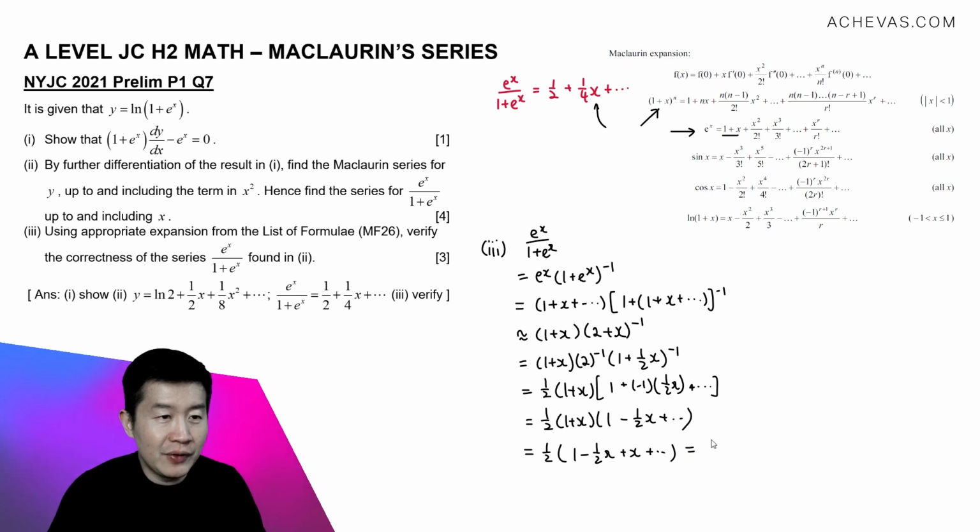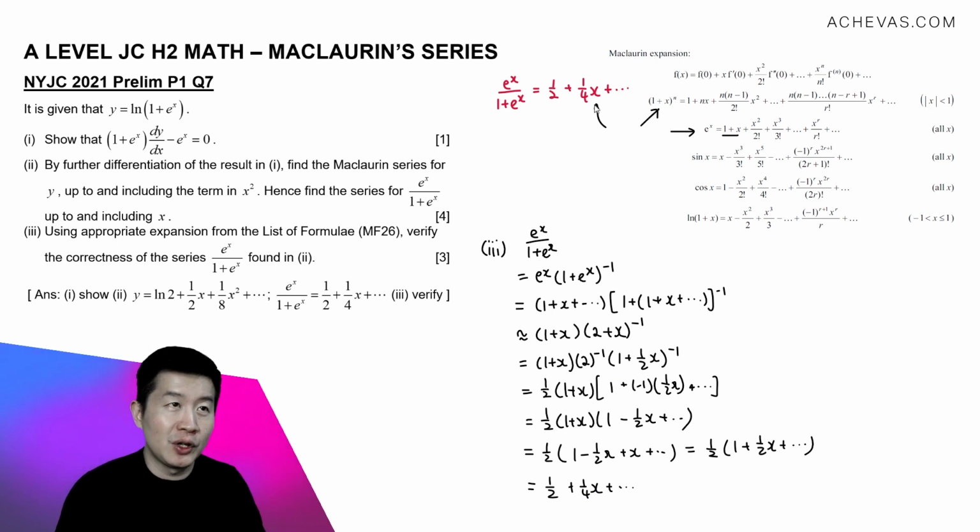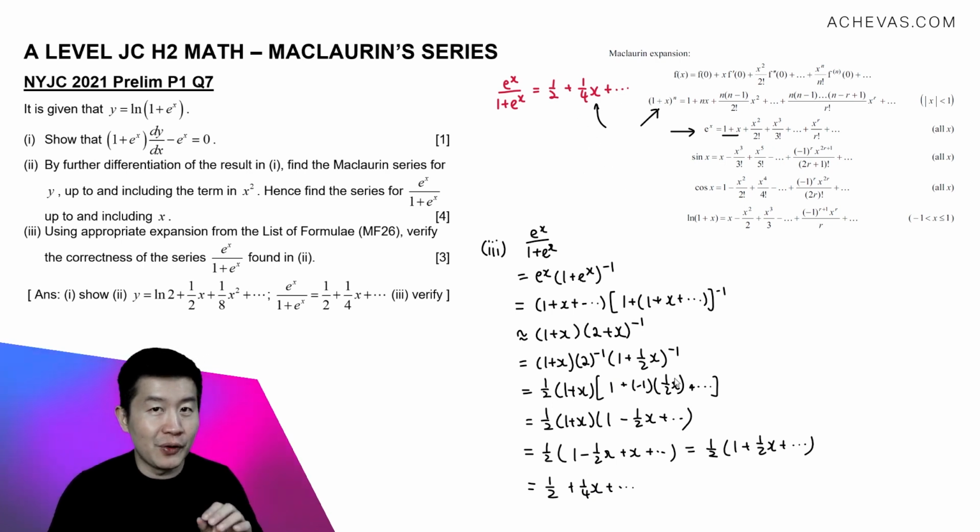So what we're going to be having now is half of 1 plus half x plus dot dot dot. And now if I were to expand this half in, it is going to get me a half, then this times this will be a 1/4 x plus dot dot dot. And this is exactly what we have found out in the previous part, and hence I verified using the formula sheet.